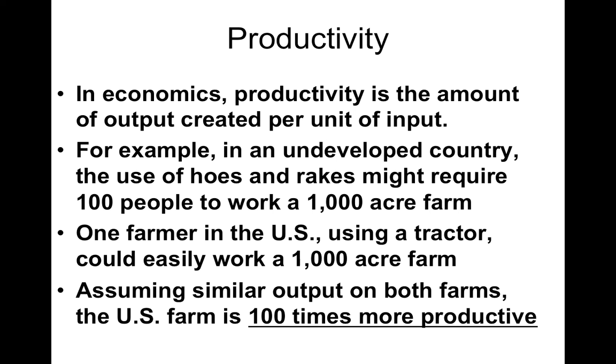we talked about the undeveloped country or developing country, they're still manually working the farm. So a 1,000-acre farm, they have 100 people out there working by hand. In the United States, one farmer using one tractor could easily work a 1,000-acre farm. Assuming similar outputs on both farms, the U.S. is going to be 100 times more productive because they have limited the amount of input. Okay, they've invested in their capital of the tractor.